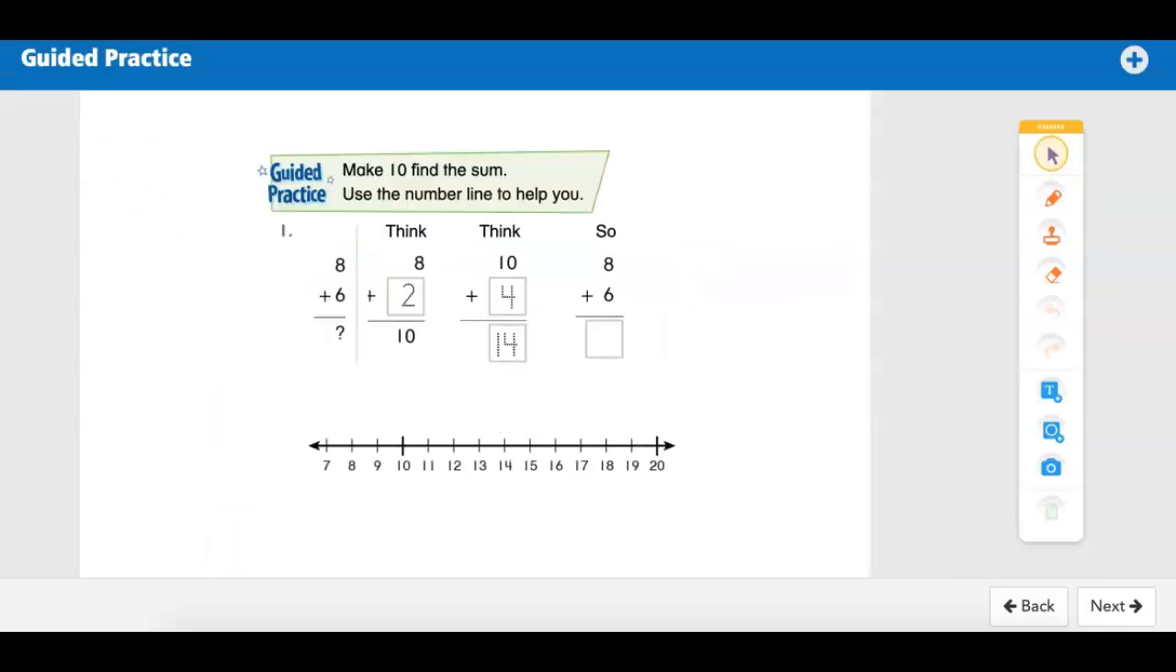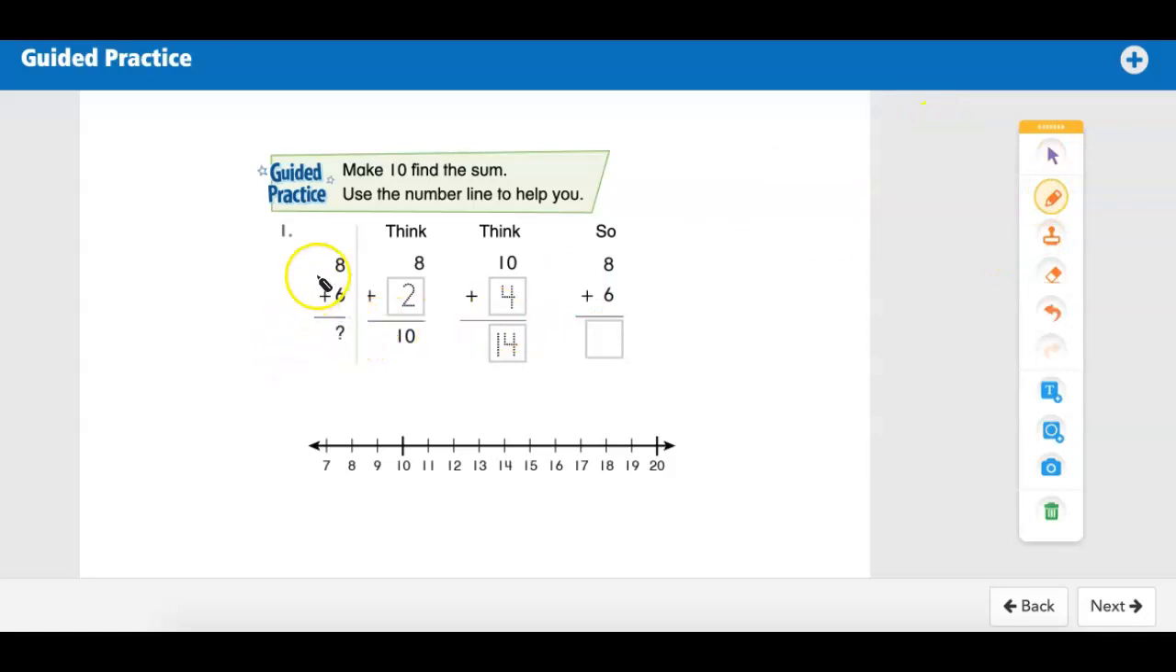Now let's complete our guided practice together on page 130 of our workbook. Our guided practice directions tell us to make 10, find the sum. Use the number line to help you. So let's look at number 1. Some of it is already completed for us.